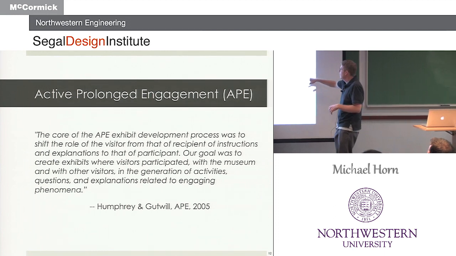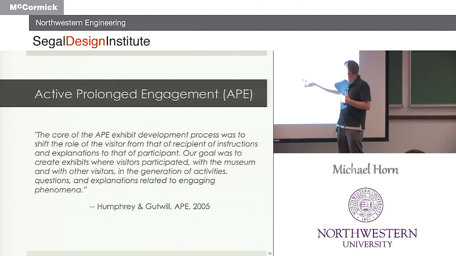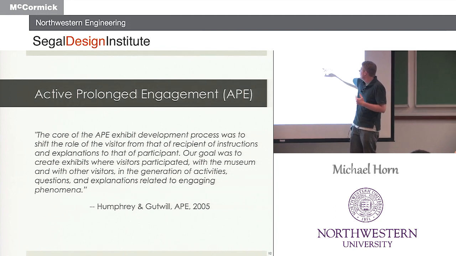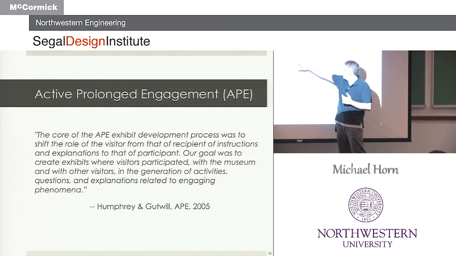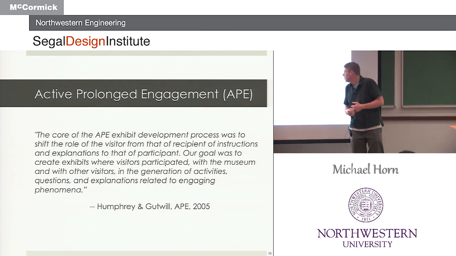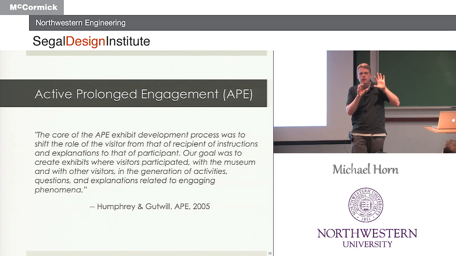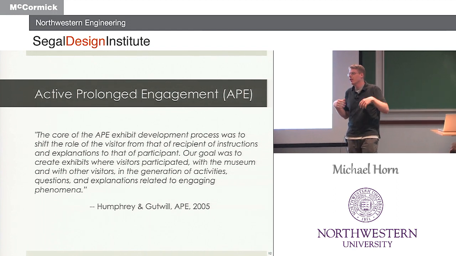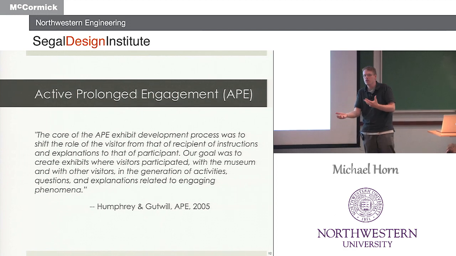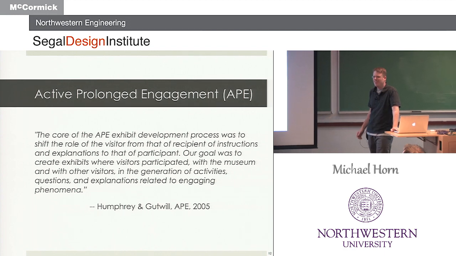And I won't read this out, but one of the key parts of an active prolonged engagement exhibit, or APE, is the shift of the role of the visitor from that of the recipient of instruction and explanations to visitors who participate with the museum and other visitors in the generation of activities, questions, and explanations. The idea is that we're no longer propping up the museum as the authority that knows the answers, and we're giving the authority to the visitors so that the visitors are there to co-construct meaning and understanding. Does that kind of make sense?